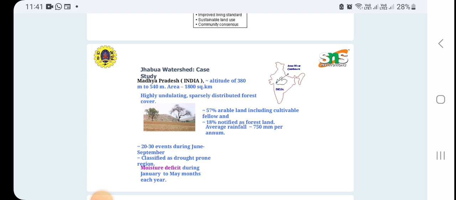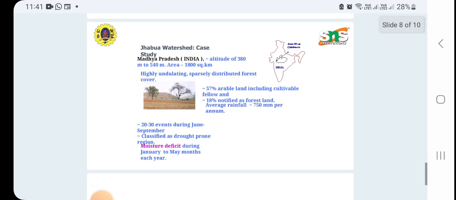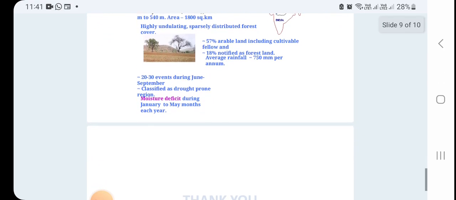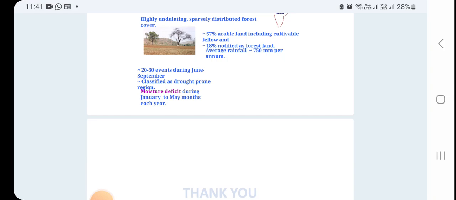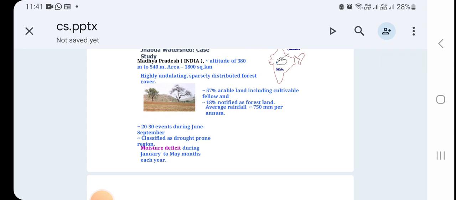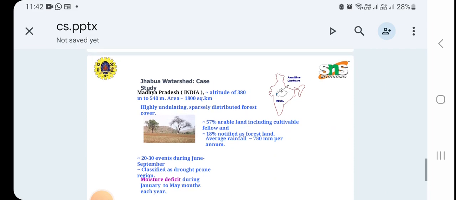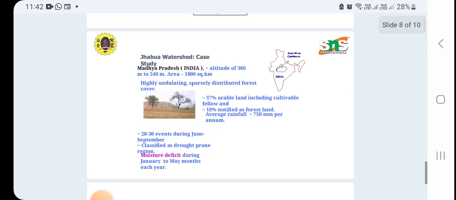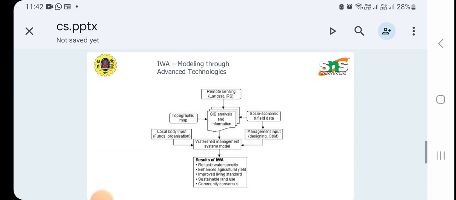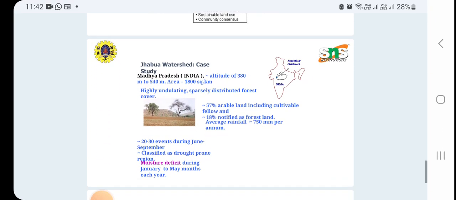It has 57% arable land, including cultivable fallow, and 18% notified as forest land. Average rainfall in that area is 750 mm per annum, with 20 to 30 events during the June to September months. It is classified as a drought prone region, with moisture deficit during the January to May months each year. So we have to plan integrated water resource management by using GIS analysis and remote sensing data.